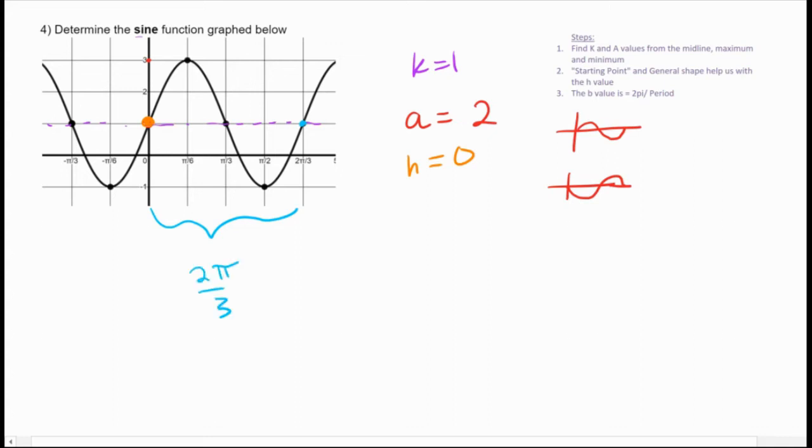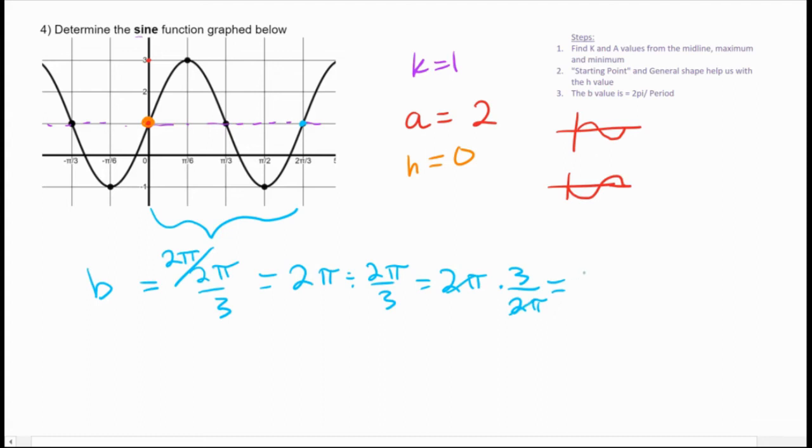So that's my period. When I say my b value is equal to 2 pi divided by 2 pi over 3, let's make that look a little bit nicer: 2 pi divided by 2 pi over 3. That's the same thing as multiplying by the reciprocal. So I'm multiplying by 3 over 2 pi. And when I multiply this, these 2 pi's cancel out. That tells me that my b value ends up being 3.